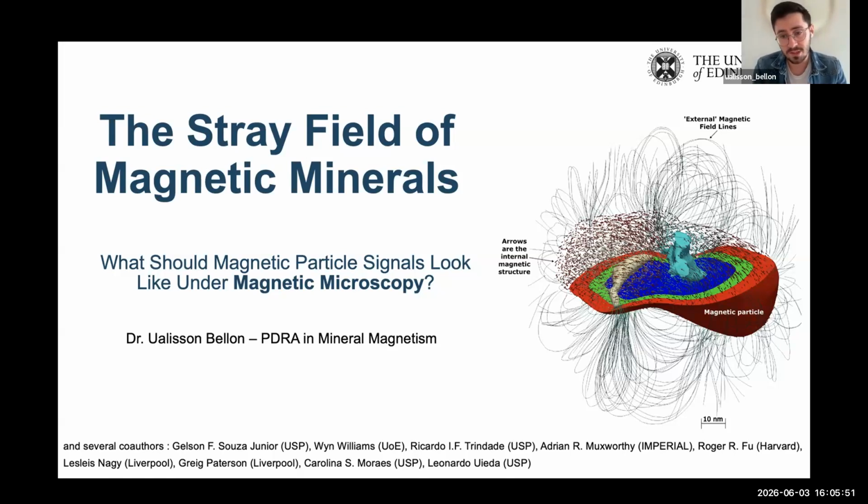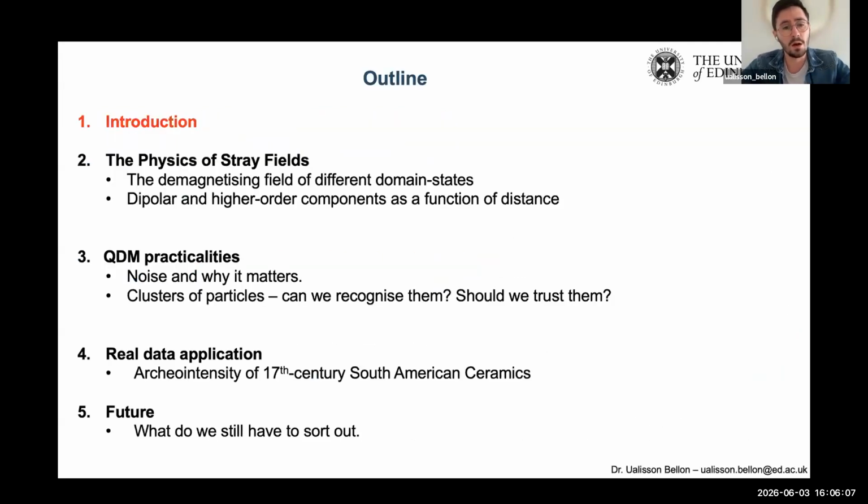So today, as Brendan said, I'm going to talk a little bit about the magnetic field of particles, how they look, and how the magnetic structure they have will dictate that. So this is a quick outline of this talk. I'm going to give you a very quick introduction, then I'm going to go a little bit into the physics of the stray fields, talking about the demagnetizing field of different domain states, how these different fields will look when you're far away from your particles, and how dipolar or non-dipolar they look.